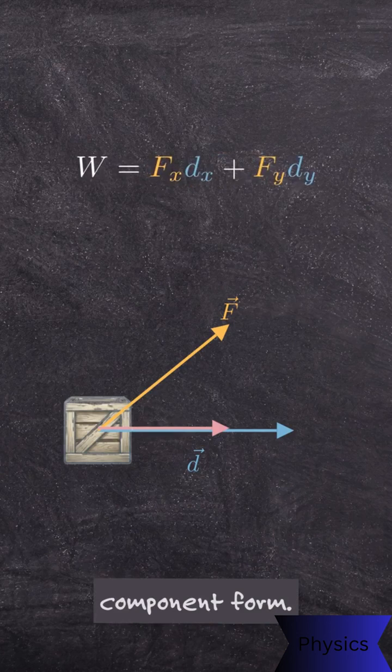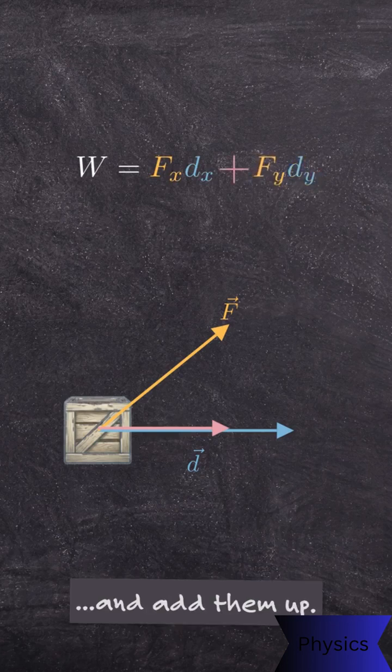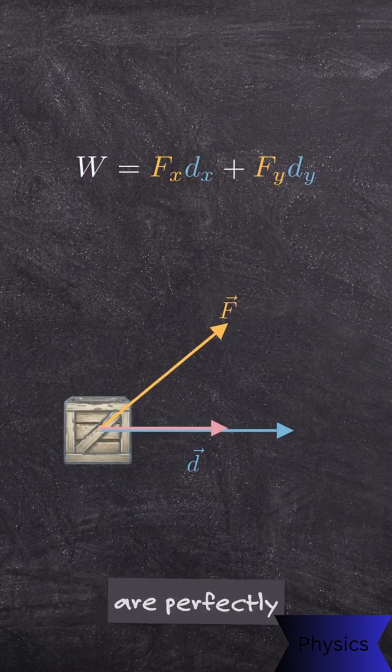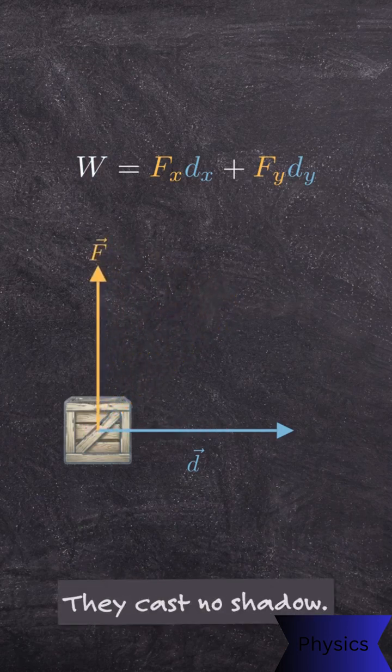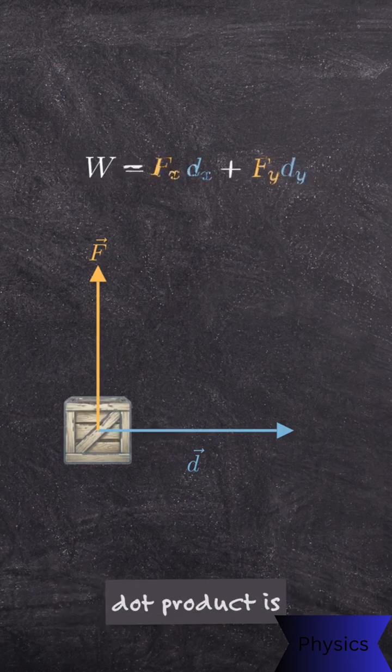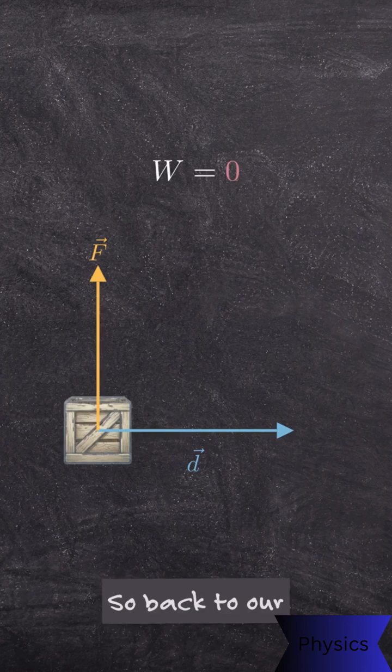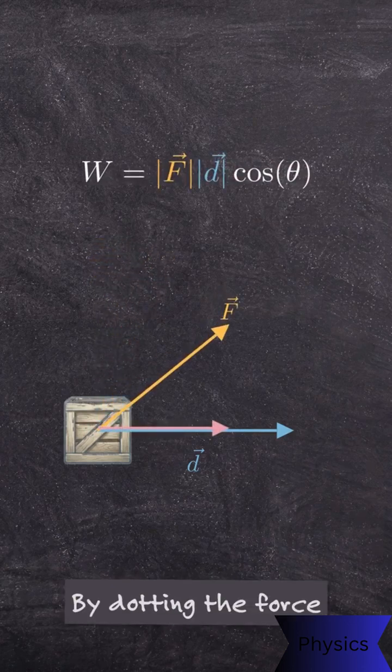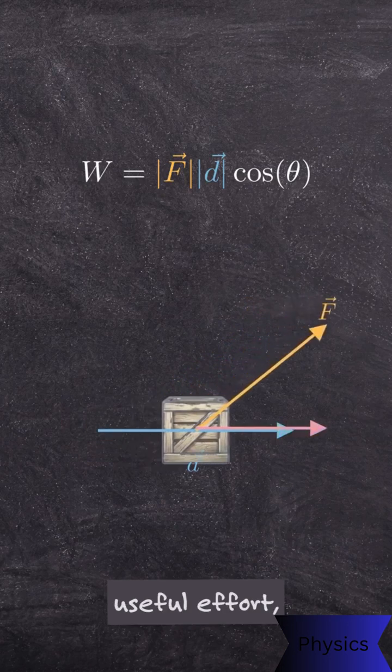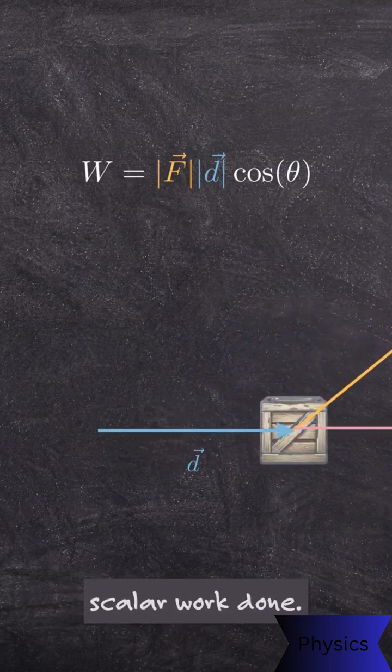No angle? Use the component form. Just multiply their matching x, y, and z coordinates and add them up. You get the exact same scalar result. And if the vectors are perfectly perpendicular, they cast no shadow, meaning their dot product is exactly 0. So back to our moving box. By dotting the force and distance, we isolate the useful effort, extracting the exact scalar work done.